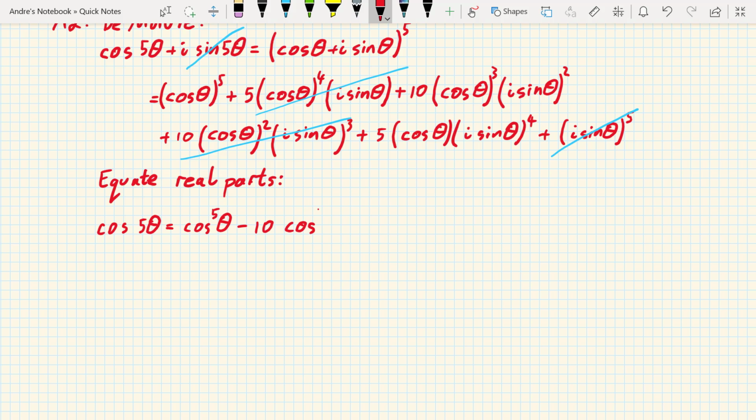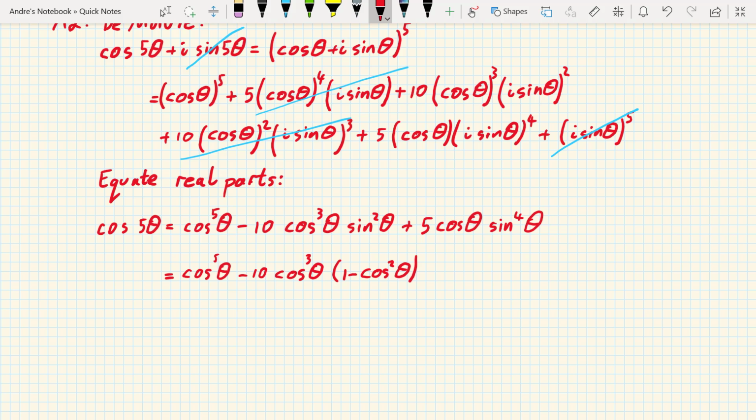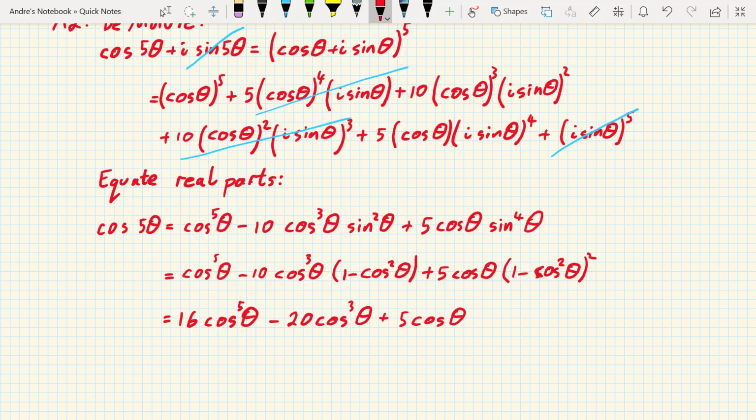Now in fact the question asked us to express cos 5 theta purely in terms of cos theta. So what we need to do is to replace any occurrence of sine squared theta by 1 minus cos squared theta, and sine to the 4 theta by (1 minus cos squared theta) all squared. If we do that and then expand brackets and collect terms, what we arrive at is that cos 5 theta is equal to 16 cos to the 5 theta minus 20 cos cubed theta plus 5 cos theta.